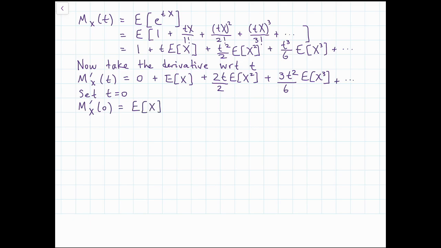Because every term after the second one is going to be equal to 0 when we set t equal to 0. So that's neat. If we take a single derivative of our moment generating function and then plug in t equals 0, we get the first moment, or the mean, of the random variable.